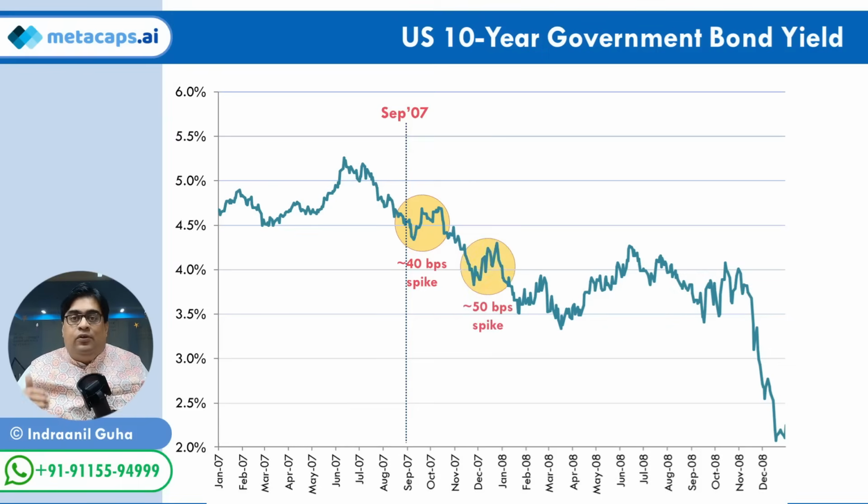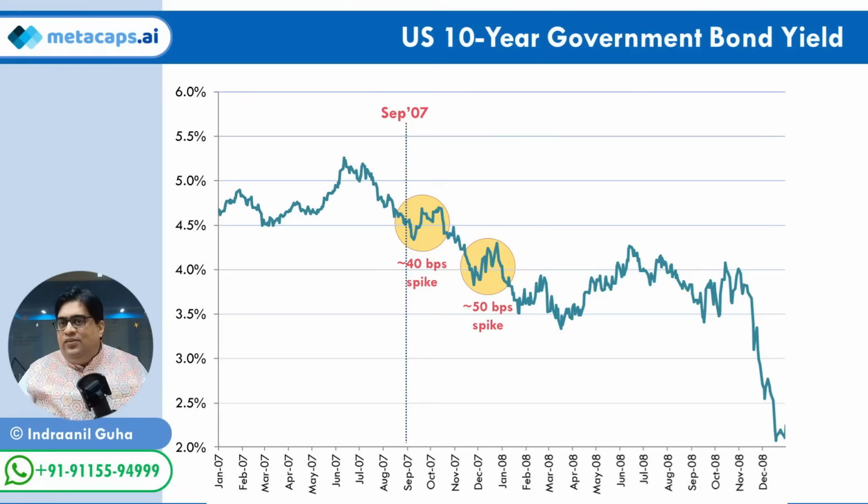The first one was a spike of almost 40 basis points. The second one was a spike of almost 50 basis points. That's not very different from the 70 basis point spike in US government bond yields that we have got in this business cycle since the Fed started to cut Fed funds rate in September of 2024. Now, as you can see here, in these two instances, we indeed got quite significant spikes in bond yields.